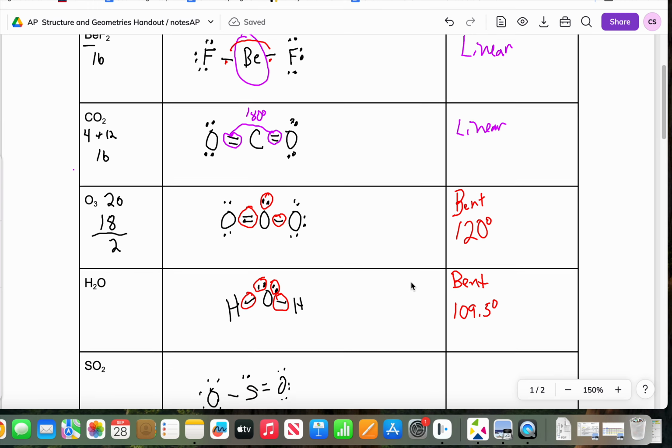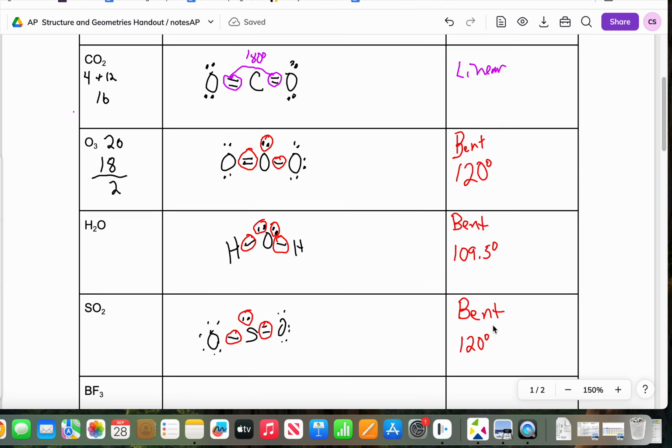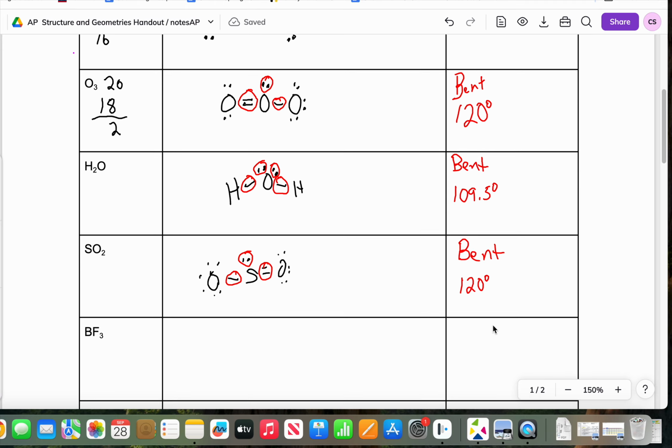Why don't you look at SO2? Let's see how many domains it has. It has 1, 2, 3. So do you think that would be linear or bent? Well, three domains around the middle, it's going to be bent. And the approximate angle, when you have three things, is going to be 120 degrees. We're going to do bond angles later, but that's something you should start working on.